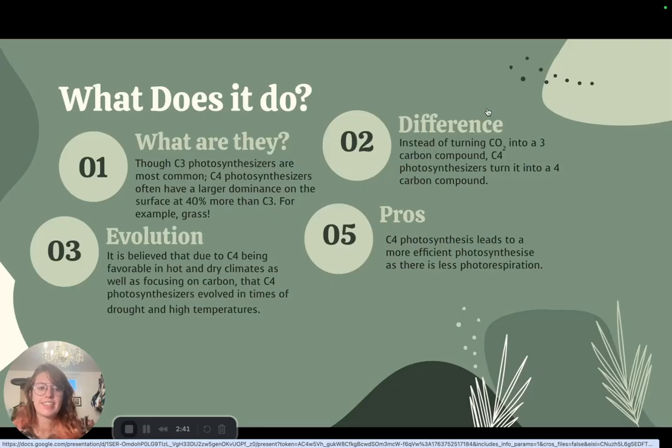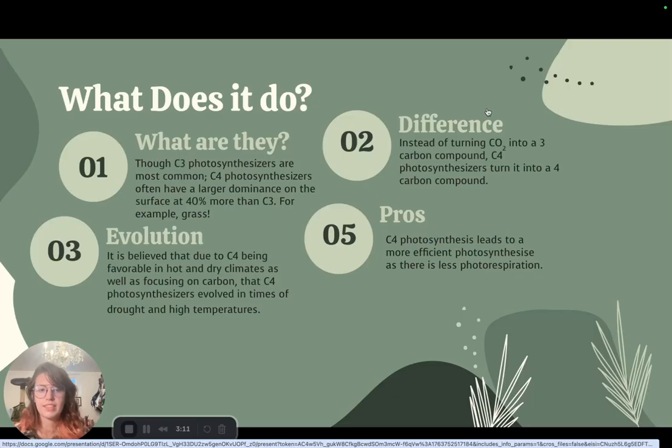The difference is that instead of converting carbon dioxide into a 3-carbon compound, C4 photosynthesizers convert it into a 4-carbon compound. In evolution, it's believed that it evolved from a C3 photosynthesizer due to it having a common cycle, but due to it being favorable in hot and dry climates, as well as focusing more on carbon, it's believed that C4 photosynthesizers evolved in times of drought and high temperatures.